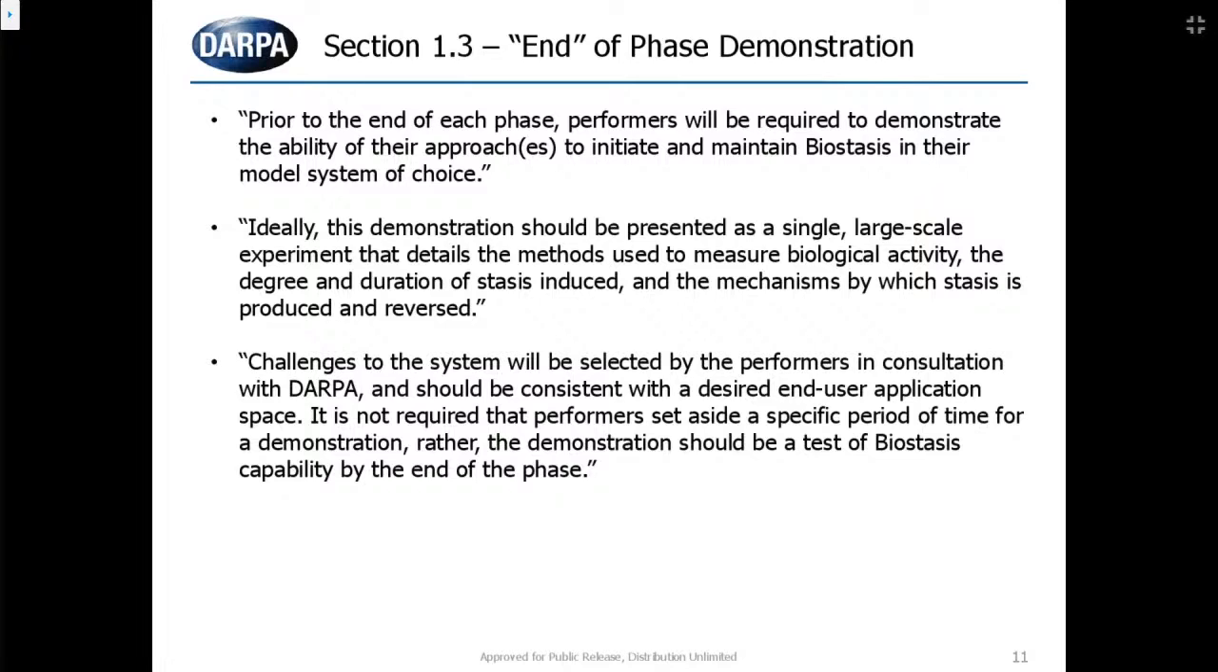So these are direct quotes from the Biostasis program broad agency announcement that detailed how to assemble a demonstration of approach. It is an imperative in the program that satisfaction of phase milestones be met with a rigorous and reproducible demonstration experiment. So to that end, towards the culmination of each phase, the performer teams execute sets of experiments that are appropriately statistically powered and cover the content of the phase metrics for their approach in the agreed upon model system.